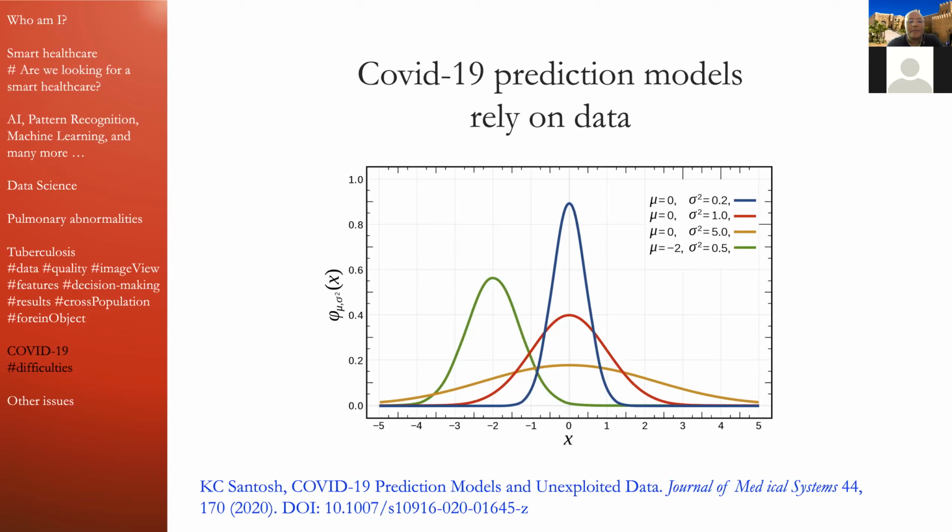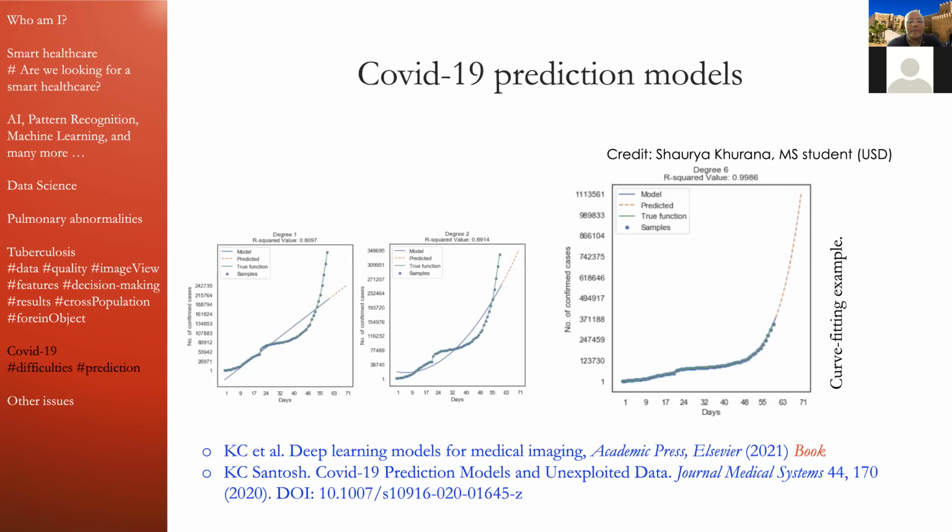Think about this. This is a blue line. The blue Gaussian distribution is a big deal for us. We need to look after the data, how the data has been collected. If the data collected shows nice characteristics, then it makes sense to predict, because the prediction goes right. And that is the case for most prediction models.